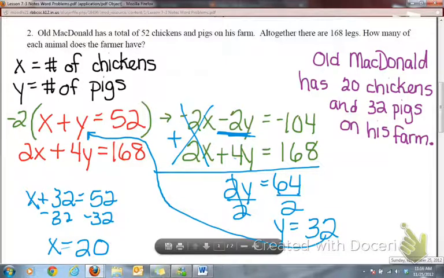So I just wrote simply that Old MacDonald has 20 chickens because x was equal to 20, and x was the number of chickens, and 32 pigs, and that was our y, and they're on his farm. So Old MacDonald has 20 chickens and 32 pigs on his farm.